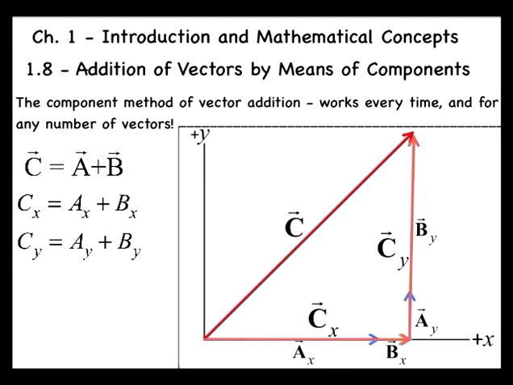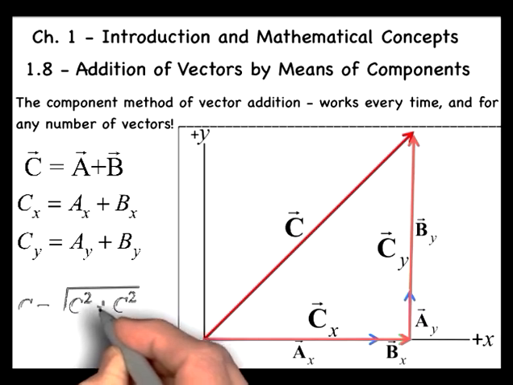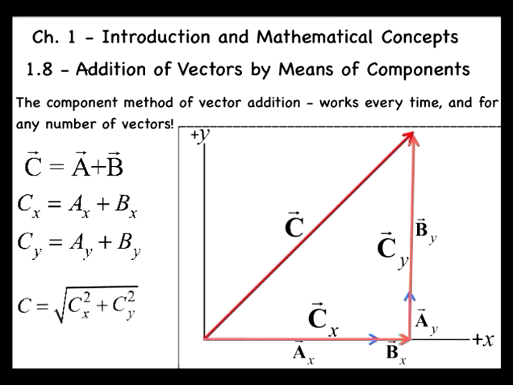We have shown the simple example here of adding two vectors together, but this technique works for any number of vectors. Since c sub x and c sub y are the vector components of the resultant vector c, we can use the Pythagorean theorem to calculate the magnitude of c. C is therefore equal to the square root of c sub x squared plus c sub y squared.